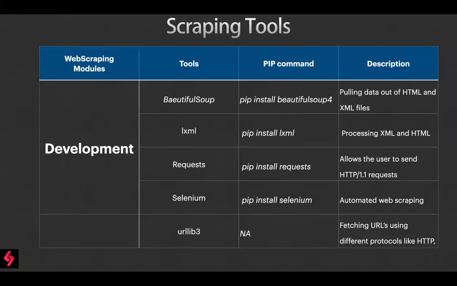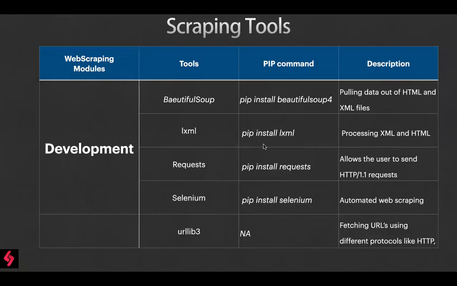So how do we install it? Very simple: pip install beautifulsoup4. They give the name with a 4 at the end because the 4th edition is the latest edition. Pip install beautifulsoup4. Basically, it will pull data out of HTML and XML files, so we can use that.